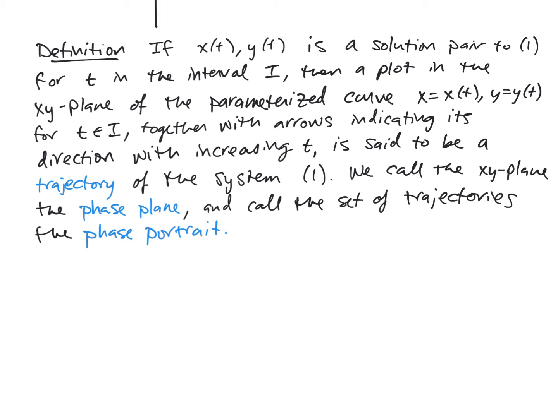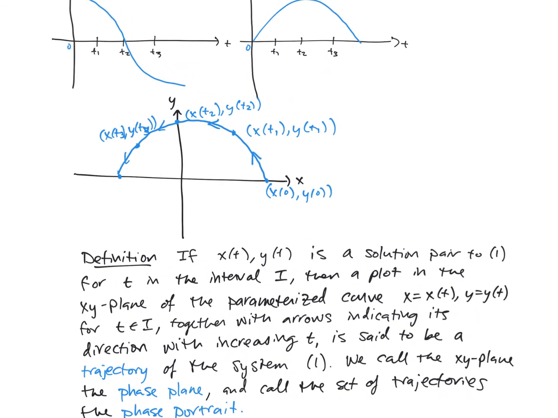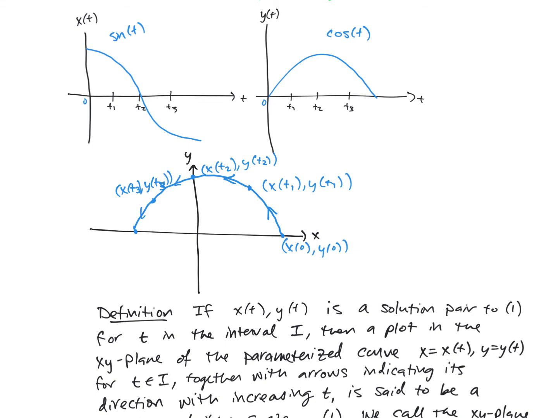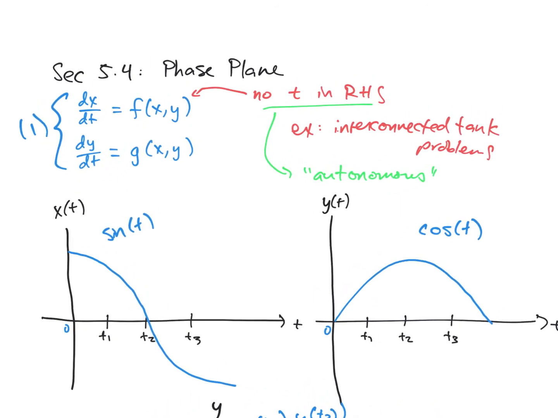Okay, when we did this trajectory of the circle, we were able to do that because we knew exactly what x and y looked like. We started with the solutions x and y. But in our system one, we may not know how to solve it. So we want a way to plot the phase portrait and the trajectories without explicitly knowing the solution. And here's the trick. We want to think of y as a function of x.